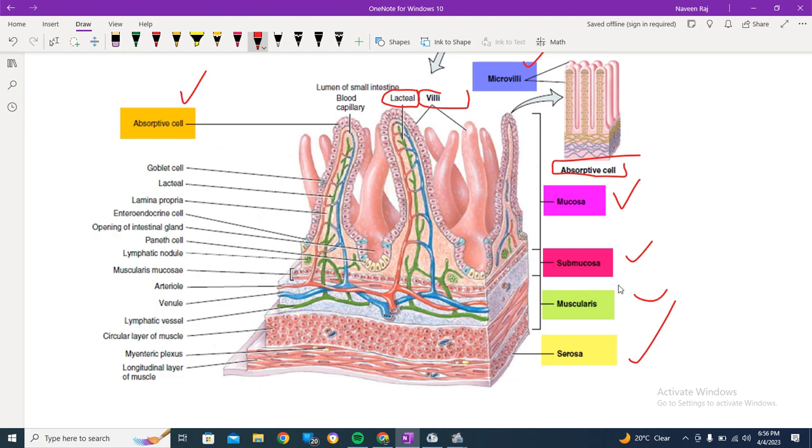Just know that we have got similar layers as we have in the stomach: mucosa, submucosa, muscular, serosa. But again, there is a minor difference, like villi are major in number, are large in quantity in the walls of the small intestine as compared to the stomach.